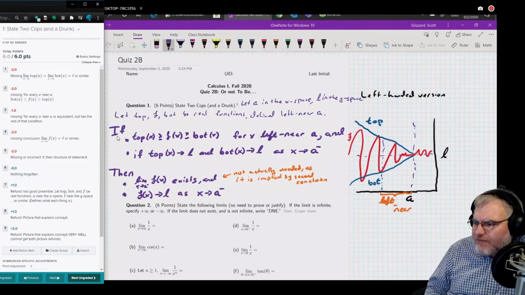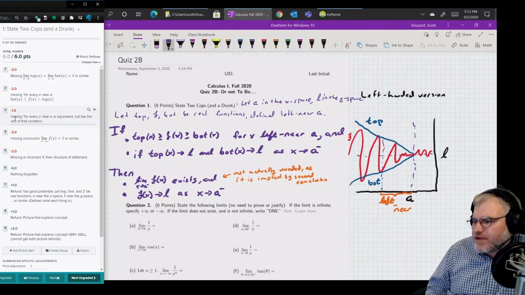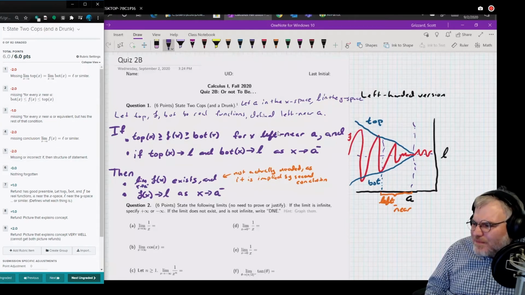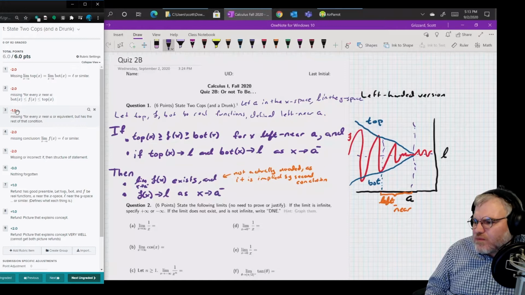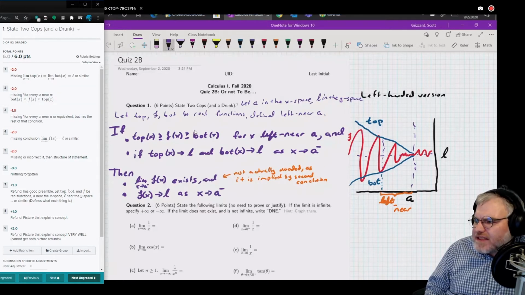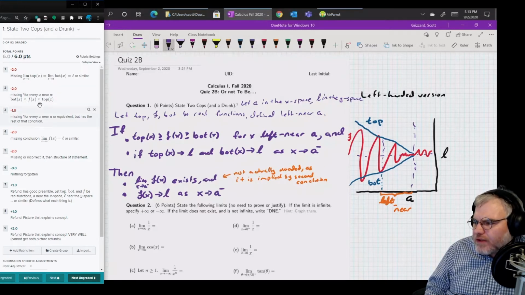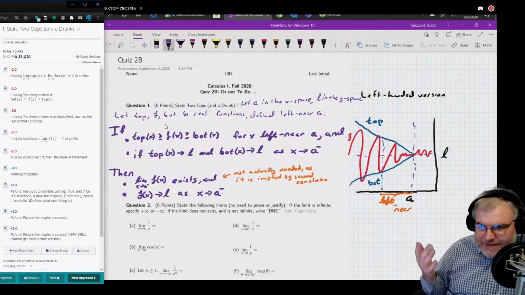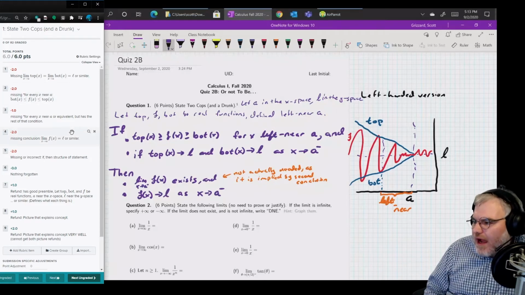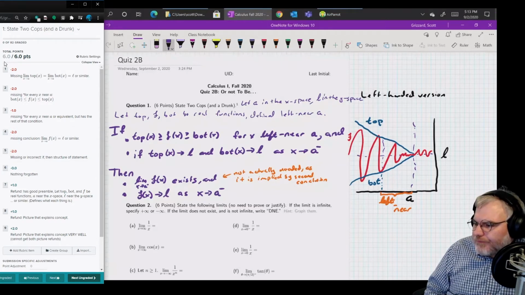And then, having this if-then structure is extremely important. That's that one, -2 if you missed it. This little bit left near, that's -1 if you're missing it. This is extremely important. Obviously here it's bottom less than or equal to f less than or equal to top, but you know, that's the same thing in reverse. And this is extremely important.